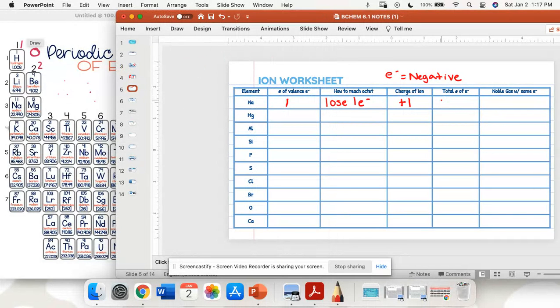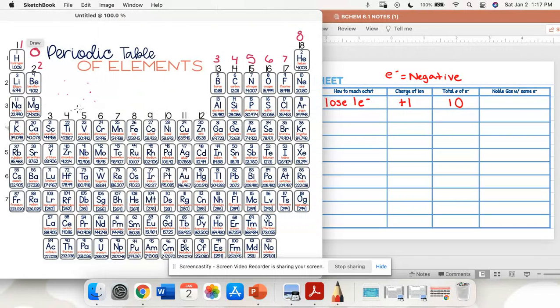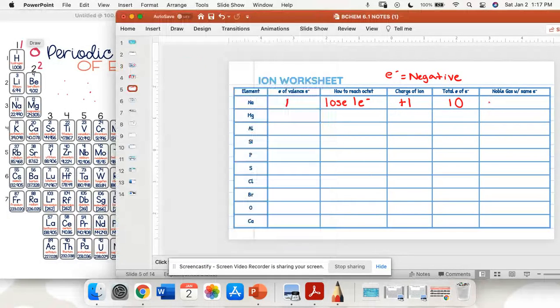So if sodium has 11 and it loses its 1, it will now have 10 because it's trying to become like a noble gas. The noble gas that it's trying to become, we look for the atomic number 10 because it would also represent the number of electrons, is neon. So sodium is trying to become like neon and have a full outer shell like neon does with 10 electrons.